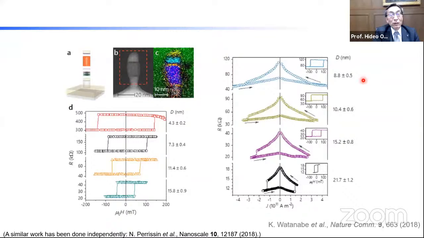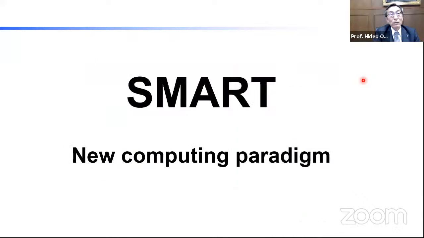There are other issues like how tall we can make it, what physics comes in when we make it too tall, and how to overcome it. But because of the interest of time, I will move on to the third topic of my talk, which is exploring a new computing paradigm with those new devices based on spintronics.